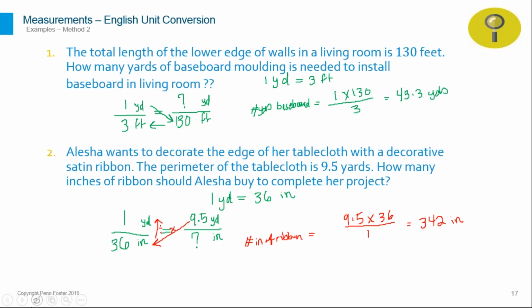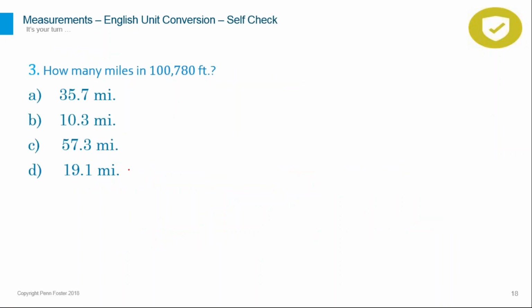Okay, let's go over then the self-check question. How many miles in 100,780 feet? So now I'm going to use method 2 because I like to use method 2. You can use method 1 if you'd like, but I'm going to use method 2 in this example. Think about the conversion factors. How many feet in 1 mile?